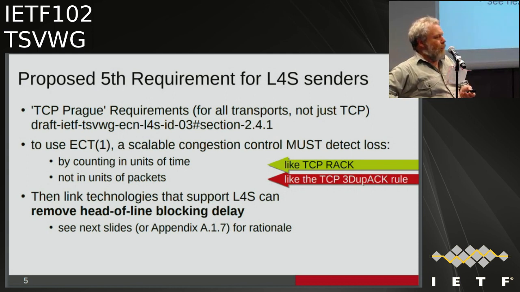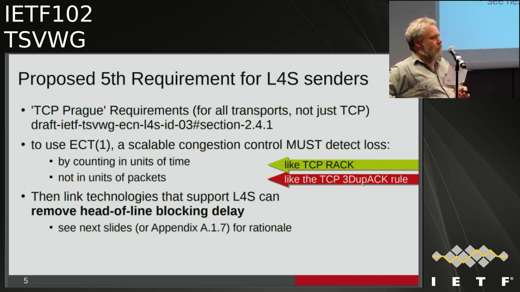And we've added a fifth requirement, which seems like it's nothing to do with any of the others. So I've got to explain that, and that's what the next few slides do. I won't go into the other four requirements, not enough time. But the fifth requirement, paraphrasing, this isn't the wording in the text. It says a scalable congestion control must detect loss by counting in units of time, not in units of packets.